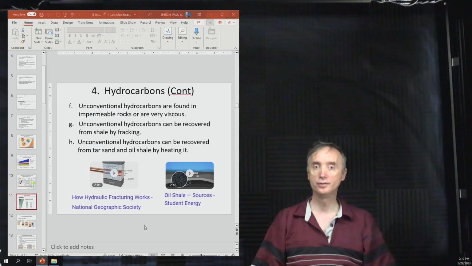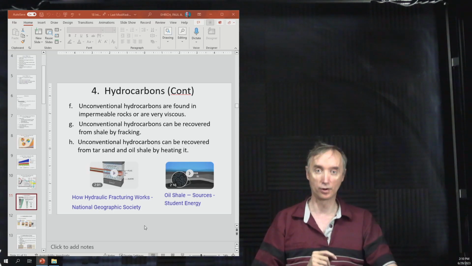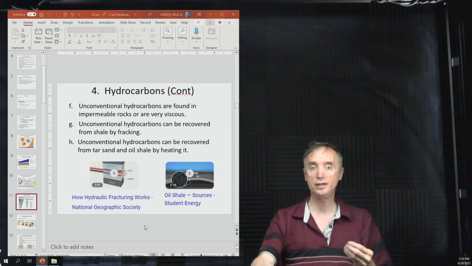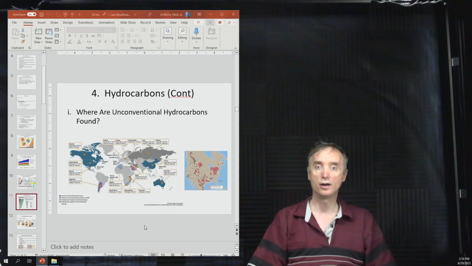Okay, then you have unconventional hydrocarbons. So these are hard to get out of the ground, either because they permeate rocks, or they're so thick that they won't flow to the surface. So I would like for you to know, how does fracking work? Okay, so make sure that you know that, and then also make sure that you know how you can heat sands that contain oil to get the oil out. So that would be something that could be on the exam. Here's another one, where are unconventional hydrocarbons found? And so again, if I gave you the chart, then you ought to be able to tell me which countries have the most amounts of unconventional hydrocarbons.